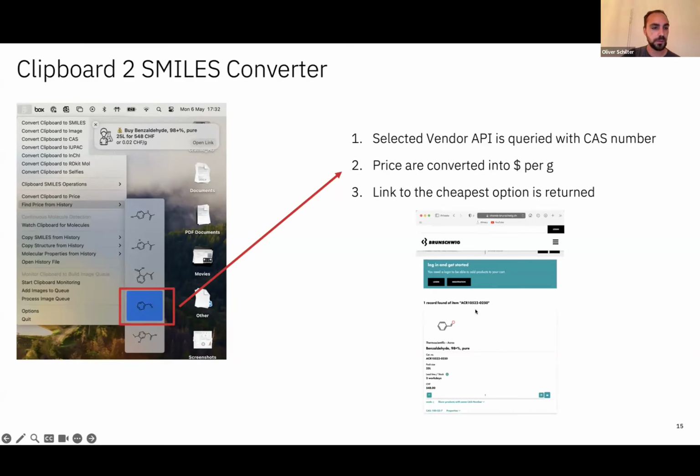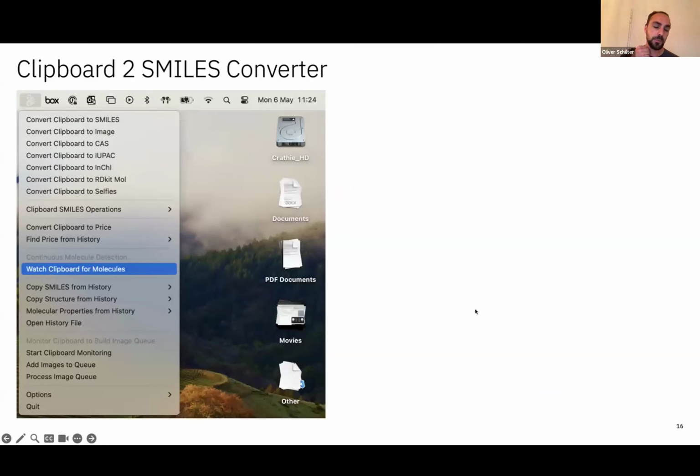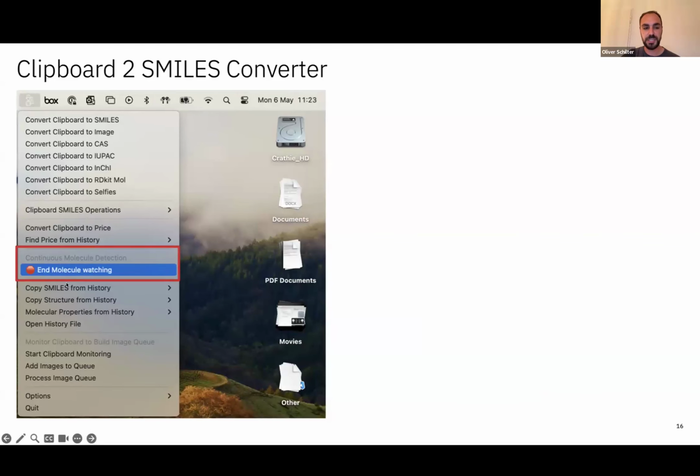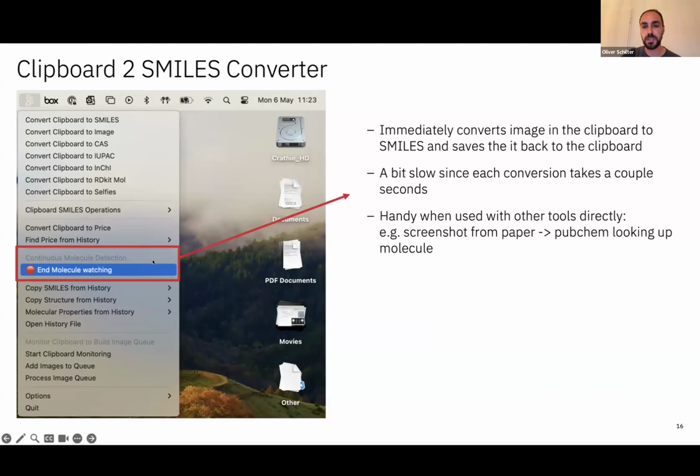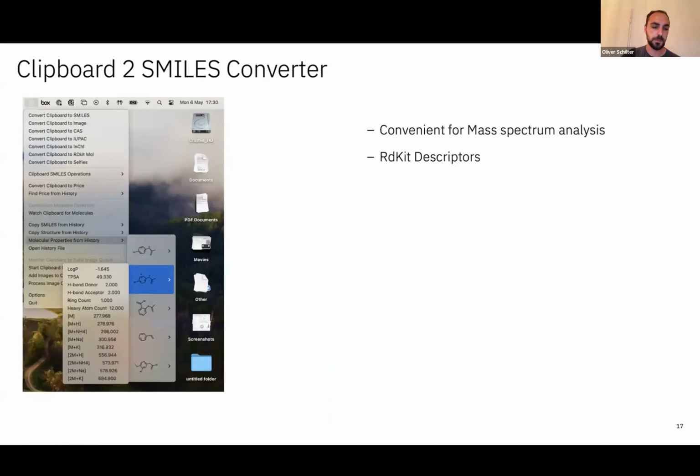Then if you want to do continuous detection, let's say I do this mode often, I just leave it running and it analyzes automatically. If I press on it, it changes to the end molecule watching button, and it immediately converts everything that is in your clipboard to SMILES and saves it into the history files. This is super handy if, for example, you have a paper open and you want to see a molecular structure, or some properties, you can easily look it up on PubChem and so on.